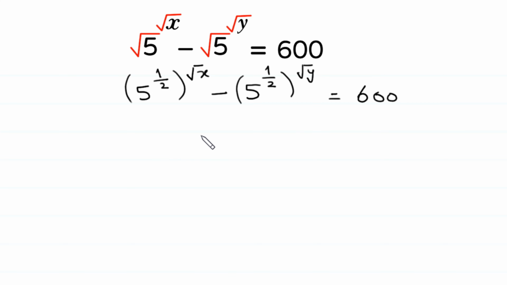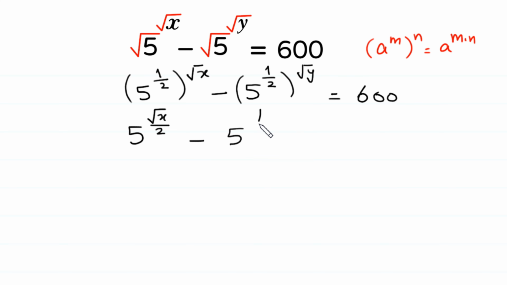Next, according to the property of exponents, a to the power m whole to the power n is equal to a to the power m times n. We multiply this power 1 over 2 by this power square root of x. 5 to the power 1 over 2 times square root of x, square root of x over 2, minus 5 to the power 1 over 2 times square root of y, square root of y over 2, is equal to 600.